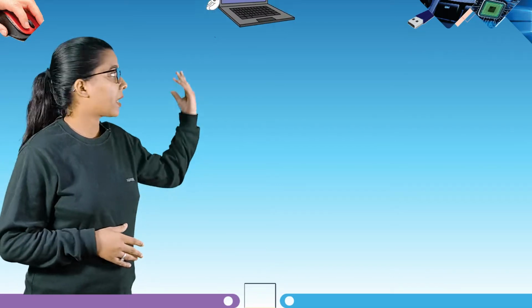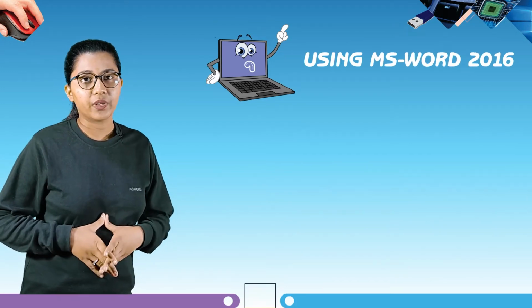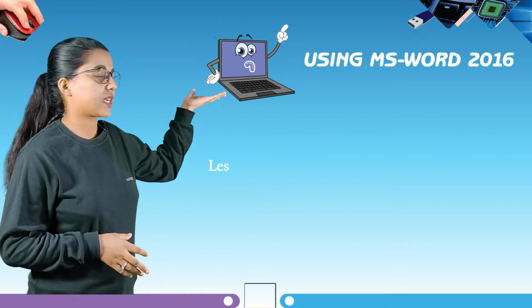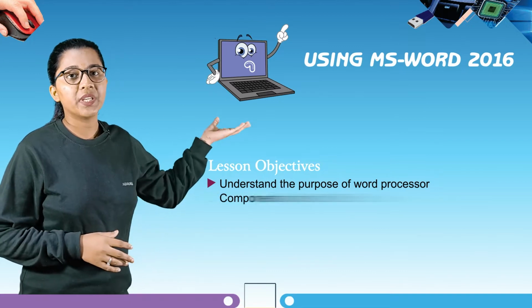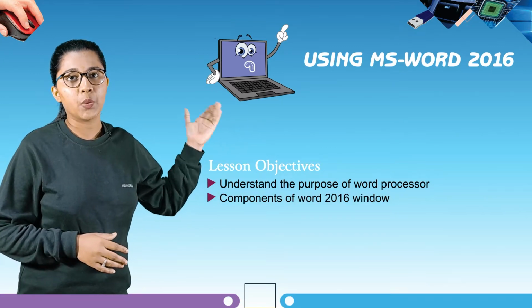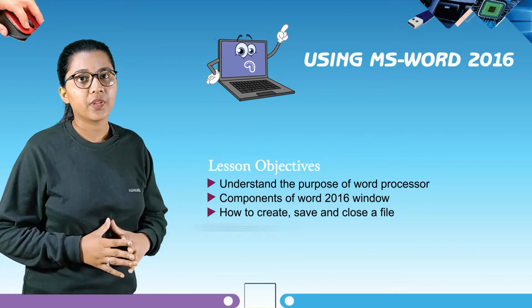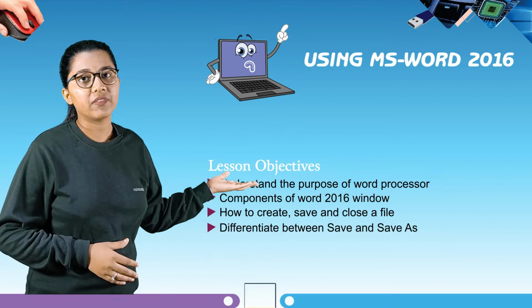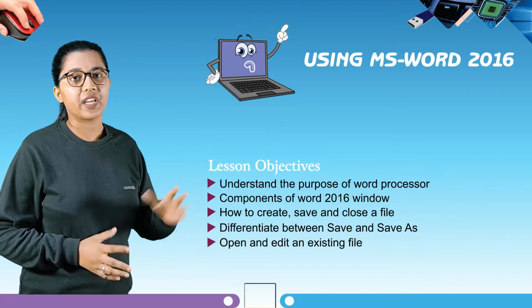Today we are going to learn about a very interesting chapter of a computer, that is chapter 7, using MS Word 2016. So students, before we start our chapter, we have some lesson objectives. Understand the purpose of a word processor and the components of the Word 2016 window. How to create, save and close a file. Differentiate between Save and Save As. Open and edit an existing file.